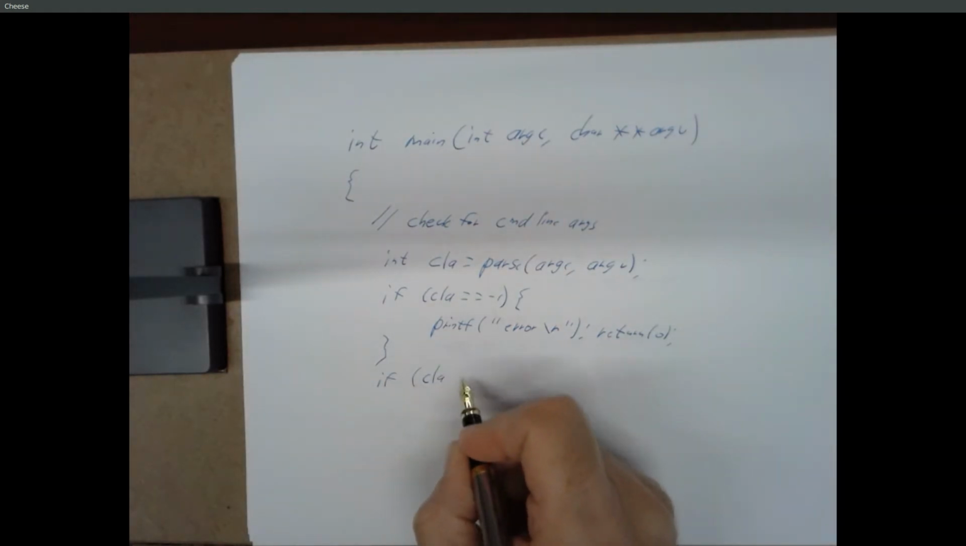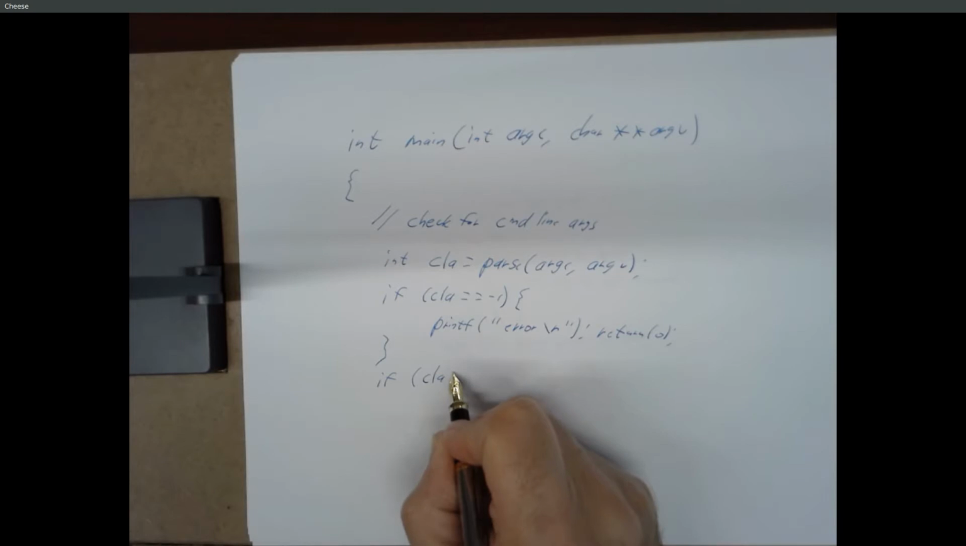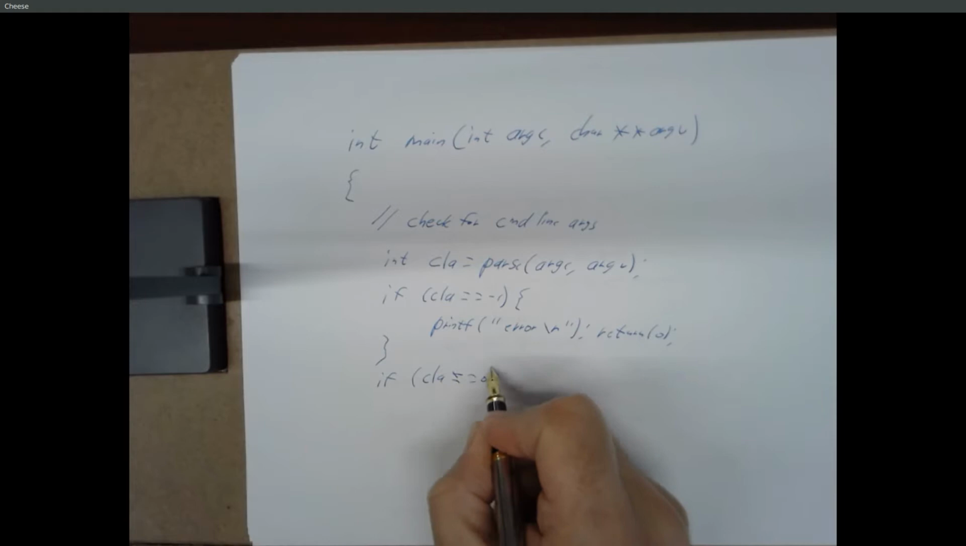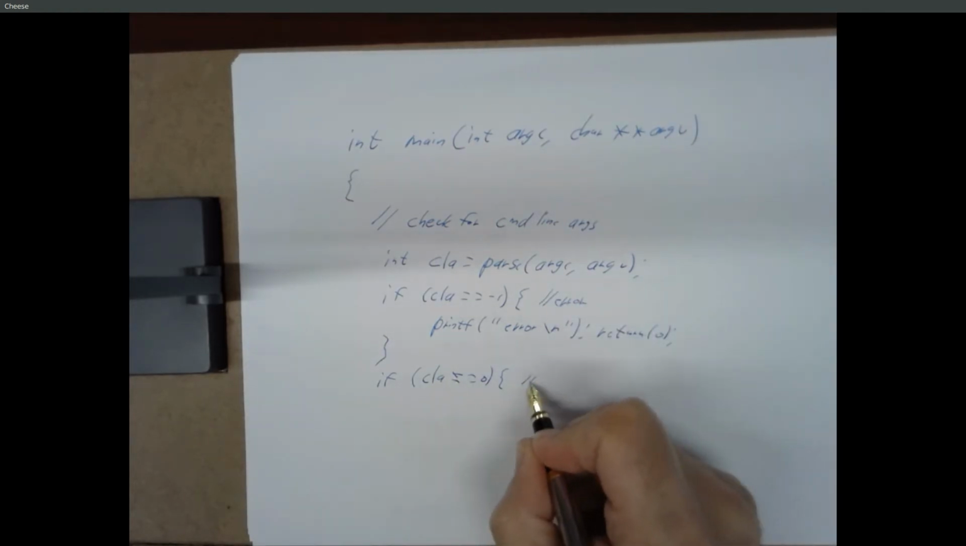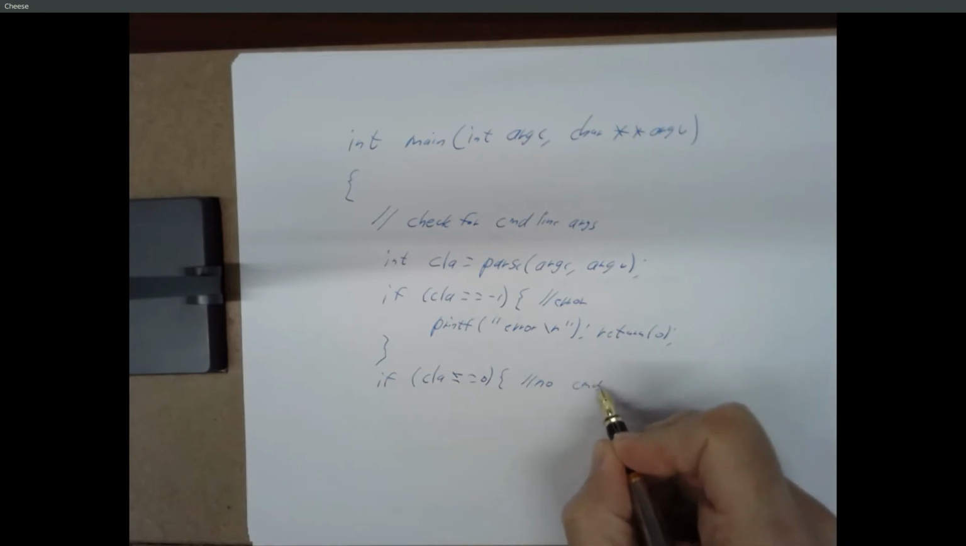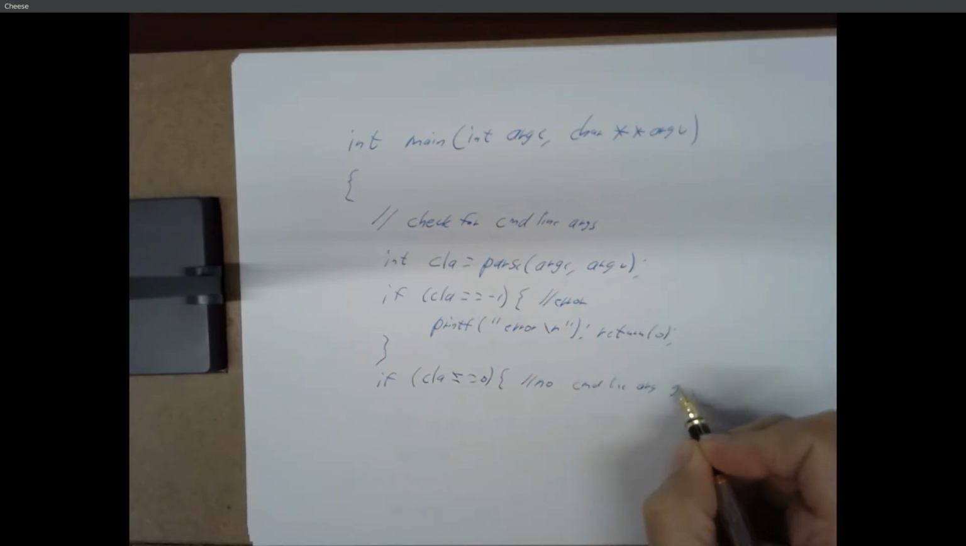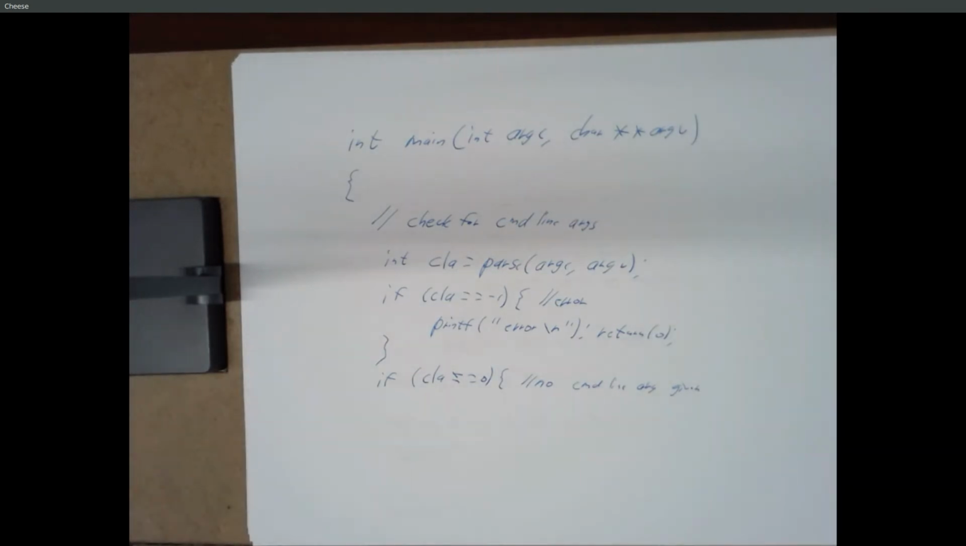If CLA is equal to 0, no command line argument given. And so here I want to print out a message saying enter the number of sticks, and read that with an fgets and interpret it with AskScanf and so on and so forth. Maybe I'm going to put that all into another function, right?